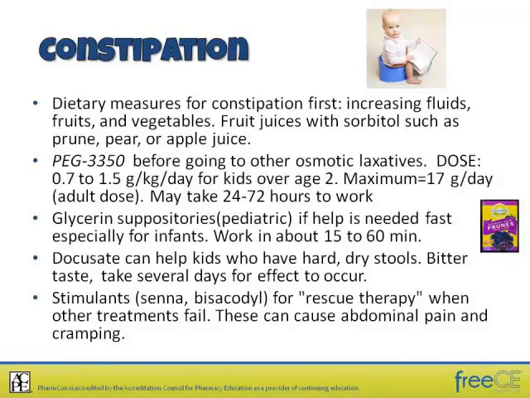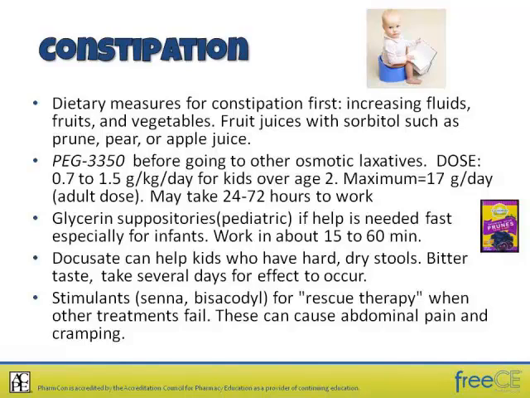The maximum is 17 grams per day, the usual adult dose, and it may take about 1 to 3 days for it to work. Miralax is the brand over the counter. Glycerin suppositories will help if need be, if you have to have some fast relief for the babies. They work quickly in about 15 to 60 minutes.